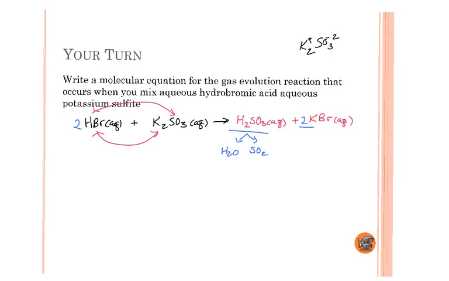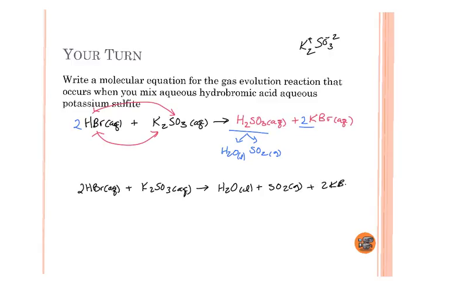So let's rewrite this more neatly. 2HBr combines with K2SO3, and it gives us water and SO2 gas, and do more example problems if you need.